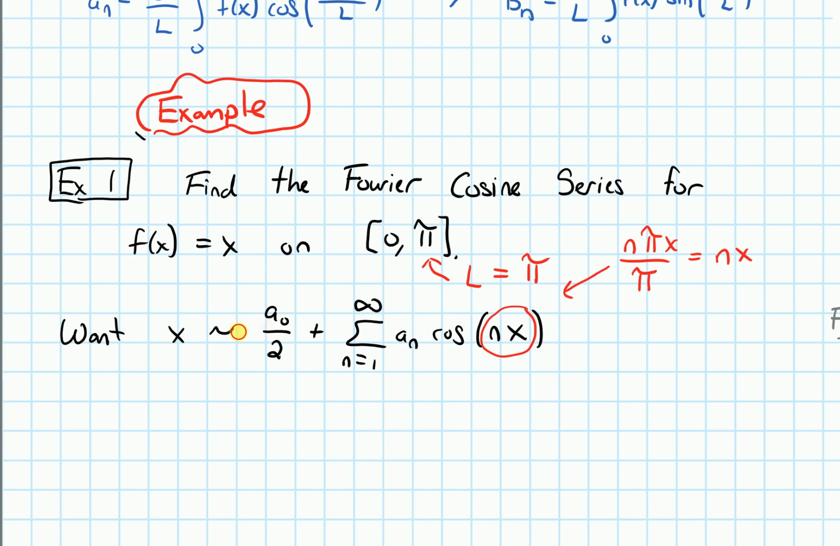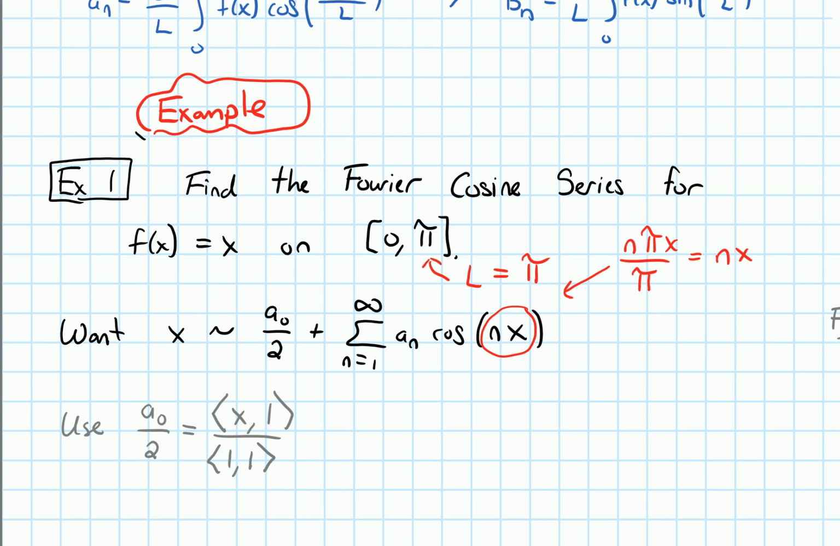Now we need to determine what these coefficients are. So let's begin by reviewing our formulas. We're going to use the fact that a naught over 2, the constant term, is the inner product of our function x with 1, divided by the inner product of 1 with itself. In other words, this is the coefficient we get when we project our function onto the span of 1, the constant function.